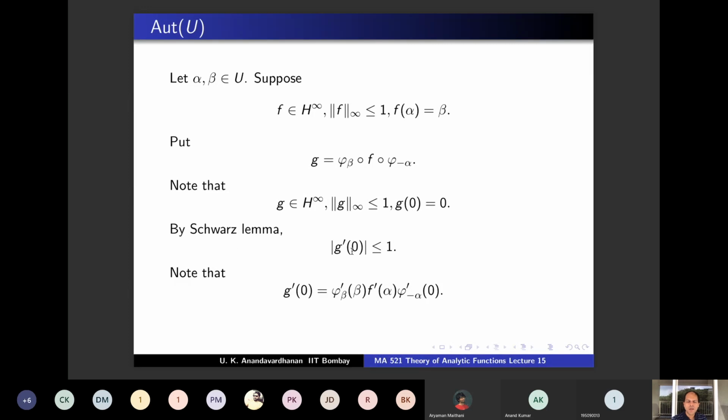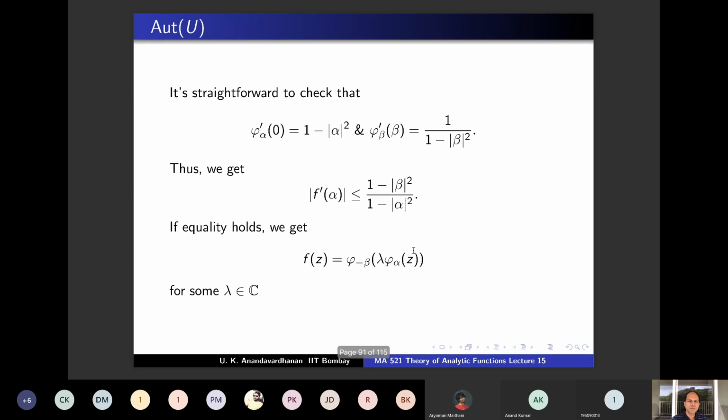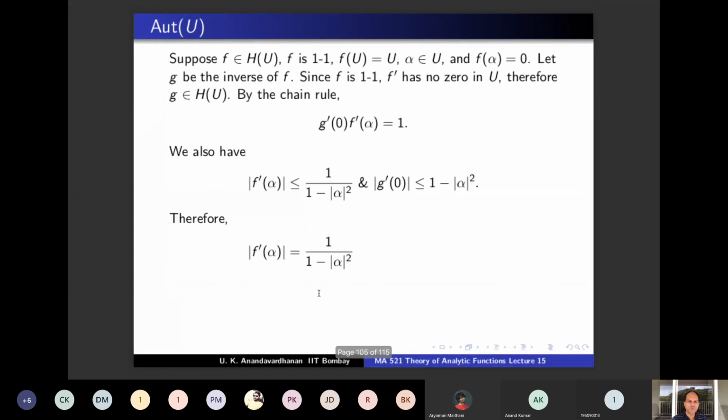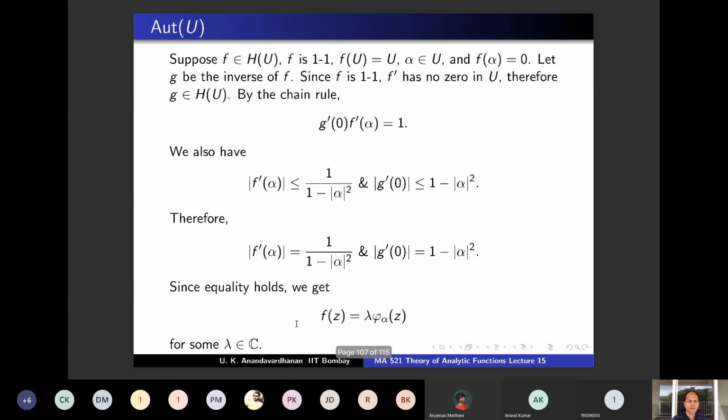Equality holds here. Therefore, G of z is lambda z with mod lambda equal to 1. I should write this: for some lambda with mod lambda equal to 1 by the Schwarz lemma, and this is exactly that. Therefore, this is also true with mod lambda equal to 1. Thanks, Adiman. I will add that. We get this with mod lambda equal to 1. It's not clear from this final output, but it's clear from the proofs that mod lambda is 1.